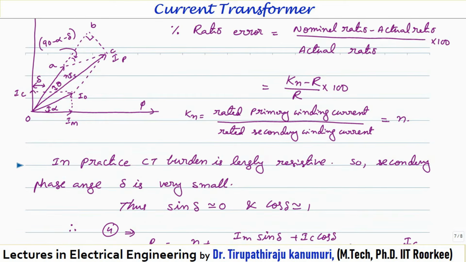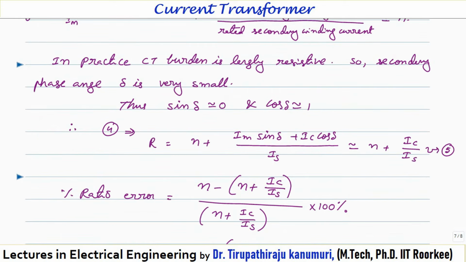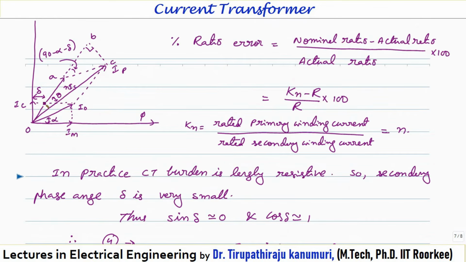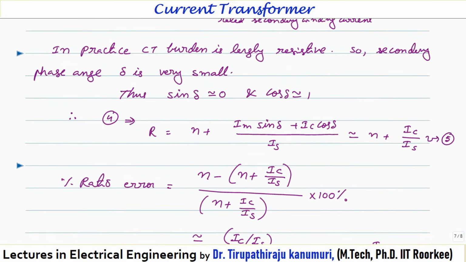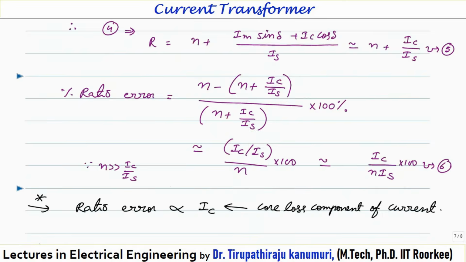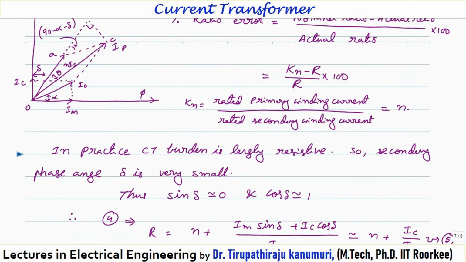So in practice, the CT burden is largely resistive. So the secondary phase angle, that delta, will be very small. Again I am going back to this diagram. This secondary phase angle, this delta, is the angle between the secondary induced EMF and the secondary current, because when it is referred to primary it is the same. So this delta in practice will be very less, because it is mainly designed to be resistive. That's why this value of delta is very less.